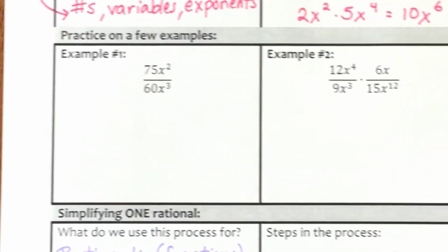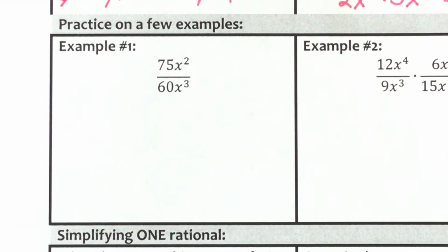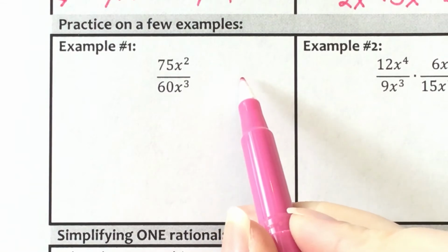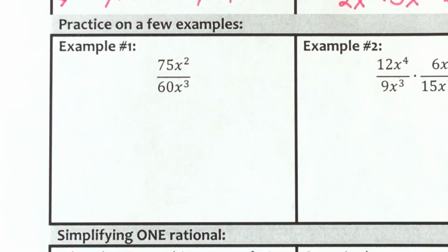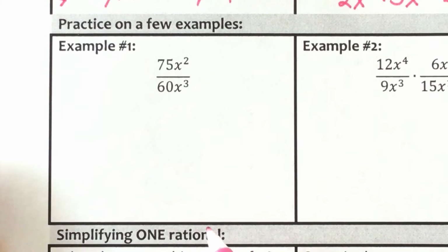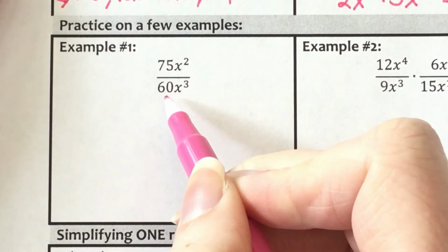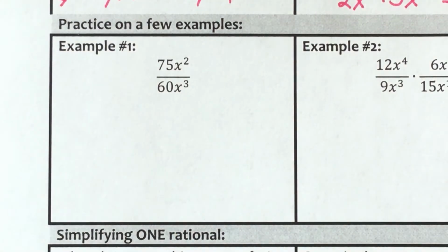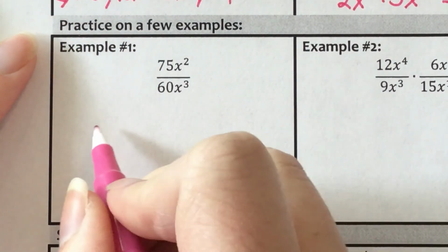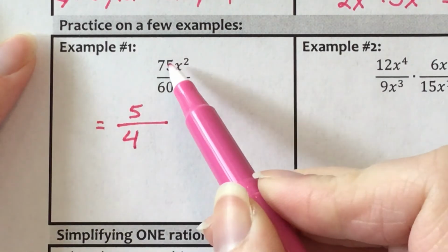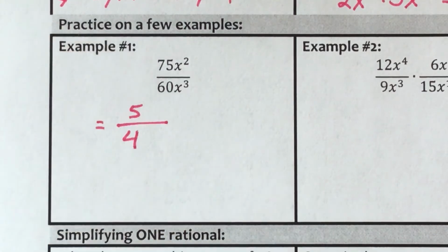So example number 1, there's no multiplication in this problem, because there's no times and then another fraction. So all we're going to do is the simplify or divide step. So how do we do that? We do 75 divided by 60. Simplify that fraction out. Now, 75 divided by 60 will give you a decimal, but if you hit math, enter, enter, you're going to get 5 over 4. That takes care of your coefficients, 75 and 60.